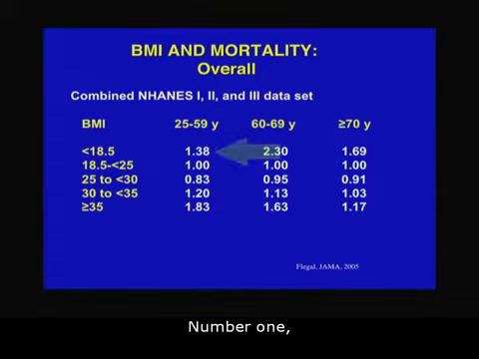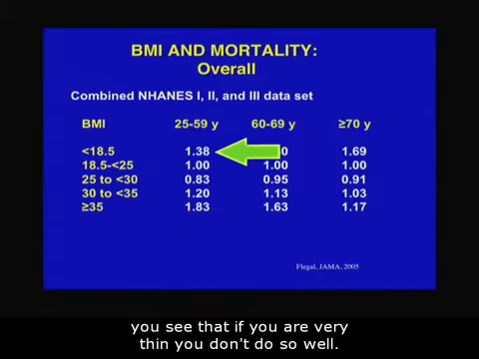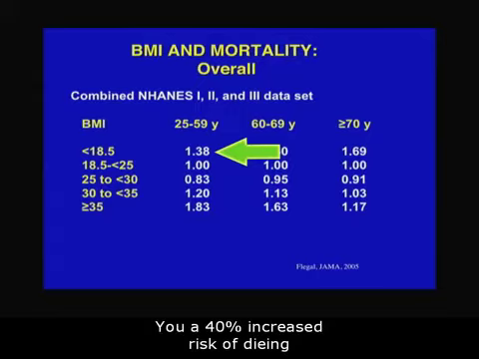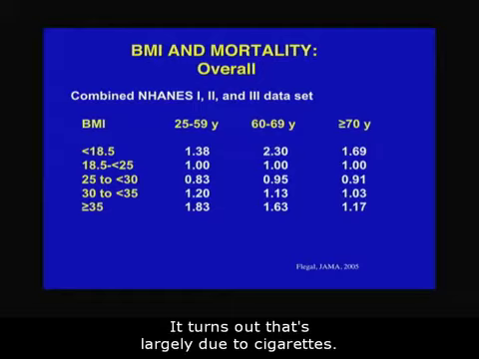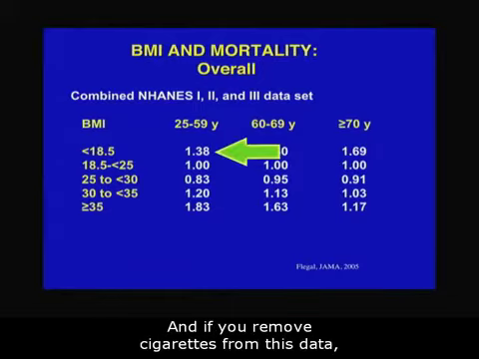Number one, you see that if you're very thin, you don't do so well. You have a 40% increased risk of dying in the next decade and a half. It turns out that that's largely due to cigarettes. And if you remove cigarettes from this data, this number gets pretty close to 1. So it is okay to be thin as long as you're not ill and you're not smoking.